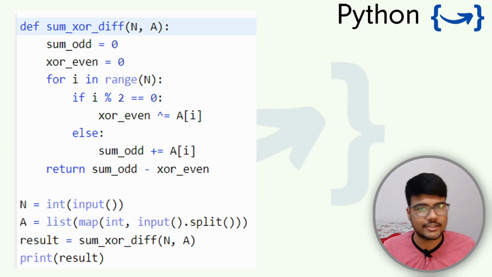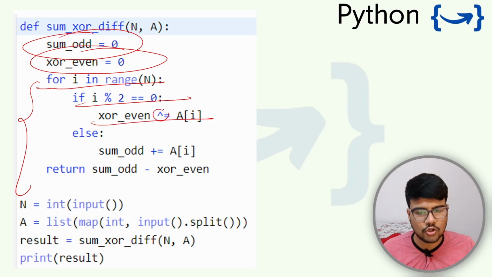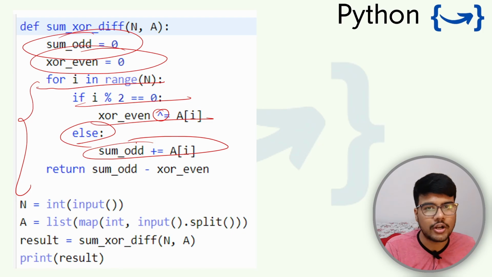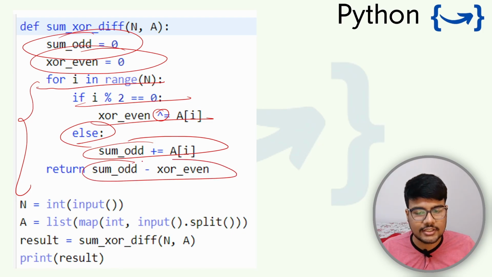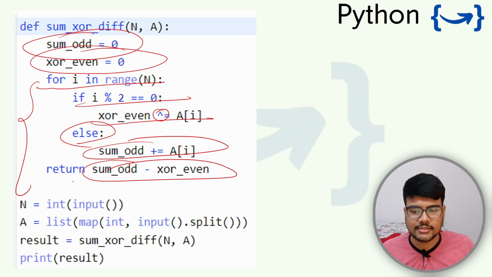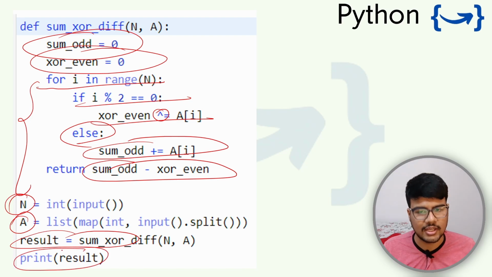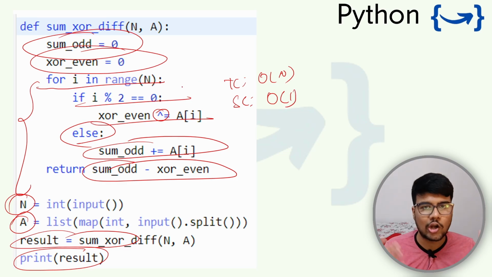So without wasting time, let's hop to the Python program, with odd sum and even XOR, traversing throughout the array. If the index is even, finding the XOR sum. This is the XOR operator that I'm using. Else, find the sum of whatever is present at the odd indices. And in the last, please return the difference of the sum and the XOR sum, and you will get the specific answer. As you can see, n and a, we are taking input, passing it to the function and printing it in the last. The time complexity would be O of n, and the space complexity is O of 1 because I'm not considering any other auxiliary space.